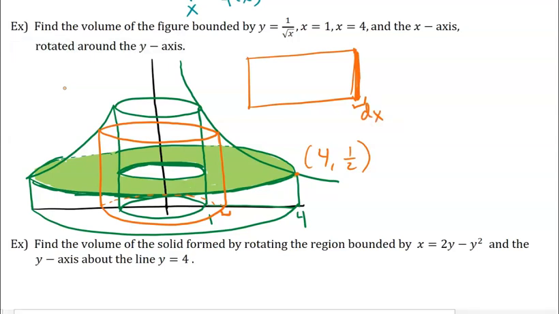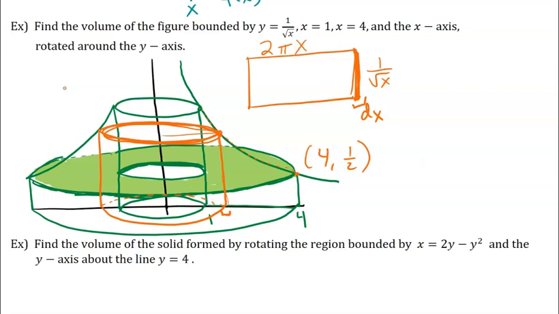okay? Then the height of the slice is going to be, no matter where the top of that slice is along this curve, the height is going to be f of x, which is 1 over root x, okay, or x to the negative 1/2 if you want to write it as an exponent. And then this distance here is the circumference of the slice, so 2 times pi times, and then the radius is the x-coordinate on this curve, so 2 times pi times x.